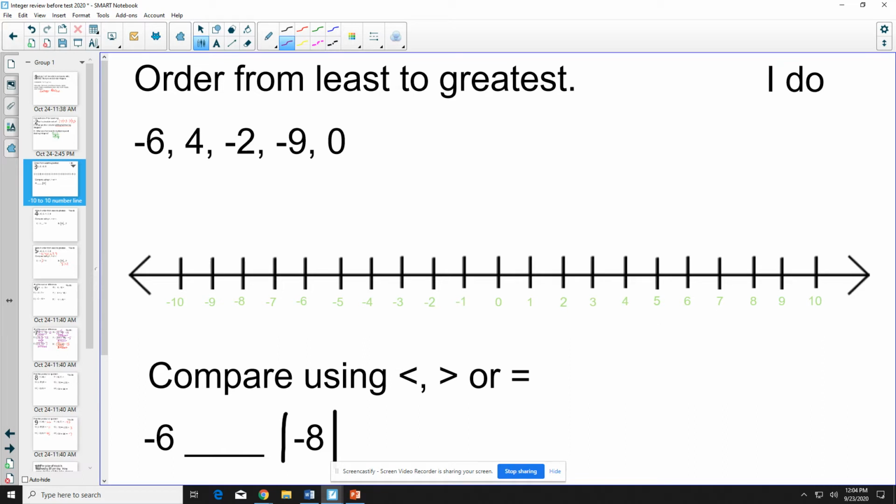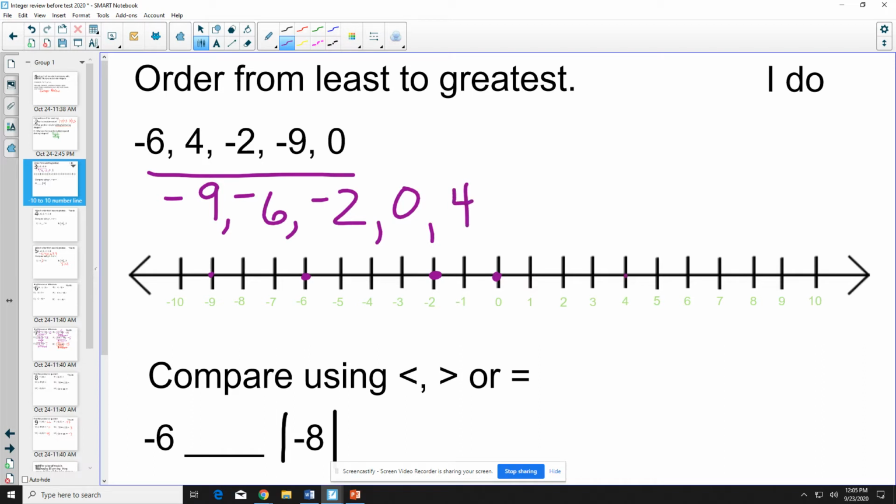If we're putting integers in order from least to greatest, you want to think about where they are on the number line. So if I look at these integers, the one that's furthest to the left on the number line is -9. -9 would be the least. Next would come -6 here. Next would be -2. Okay, and then 0. And then 4. So think about where they are on a number line when you put them in order from least to greatest.